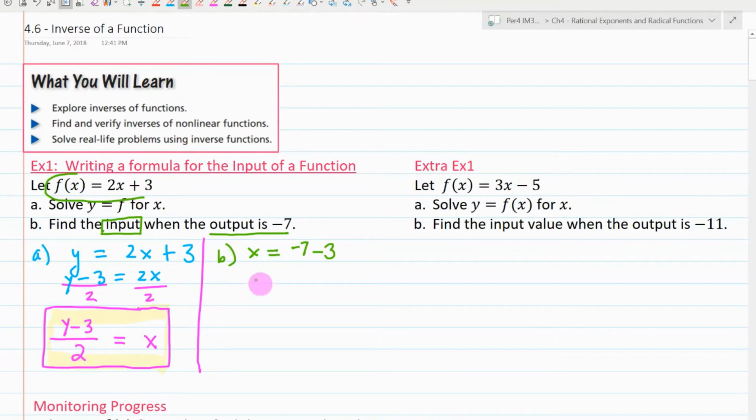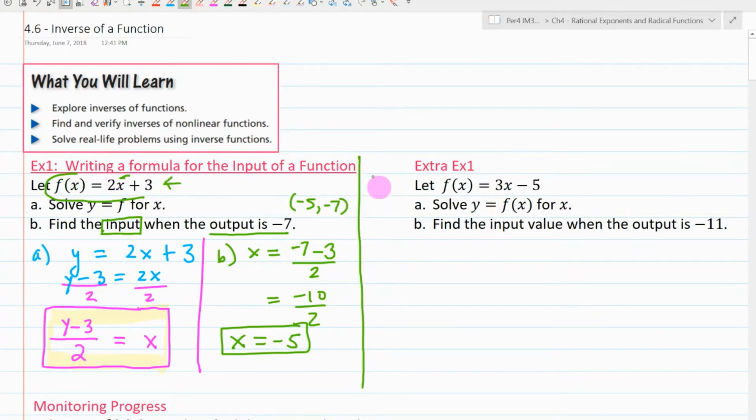So -7 minus 3 over 2, which is -10 over 2. So x is equal to -5. And that's pretty much it. So what that means is that when x is -5, y is -7. And that would work here as well as here. If it doesn't, then something's wrong. You should be getting exactly the same answer if you plugged in -7 here. If you plug in -5 here, you should get -7, and so on and so forth.